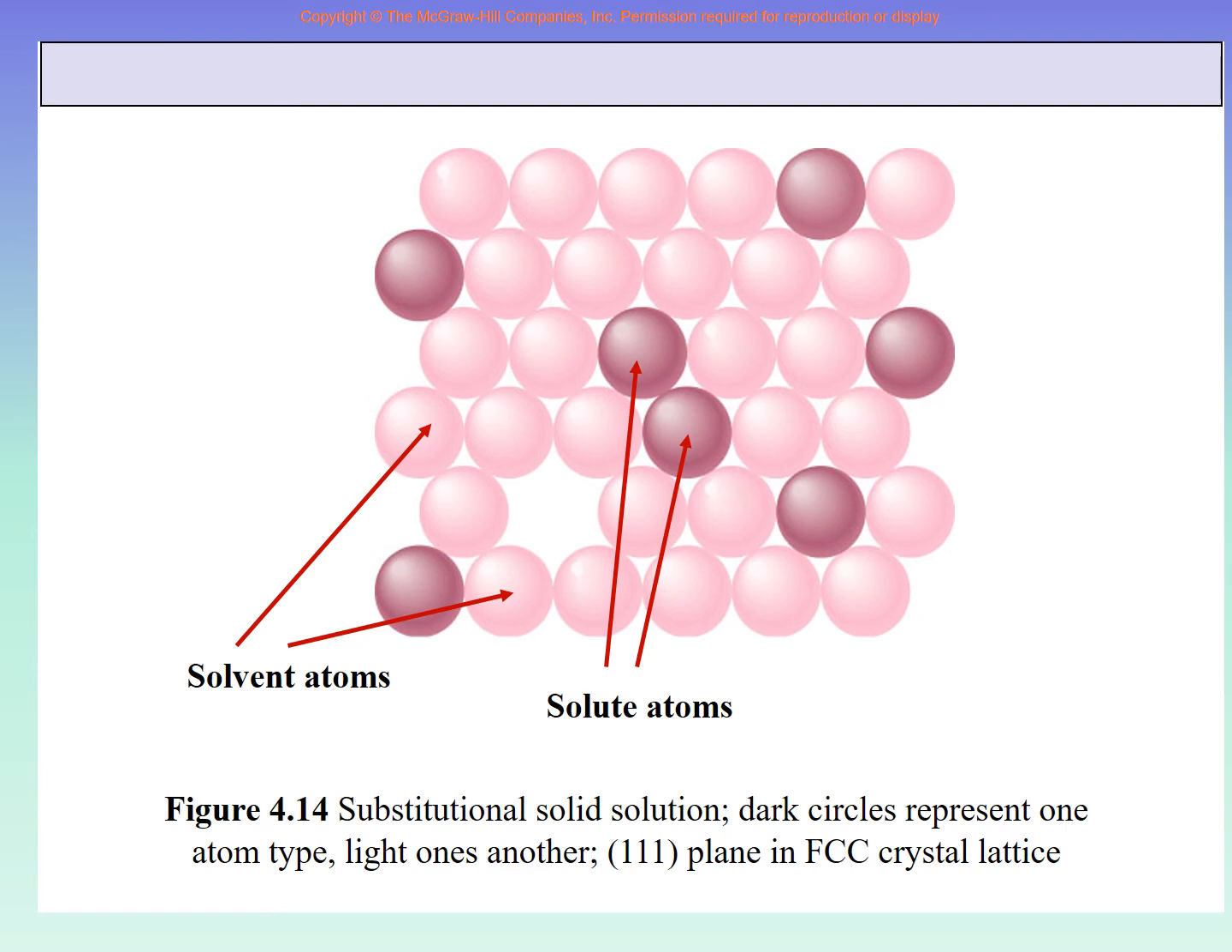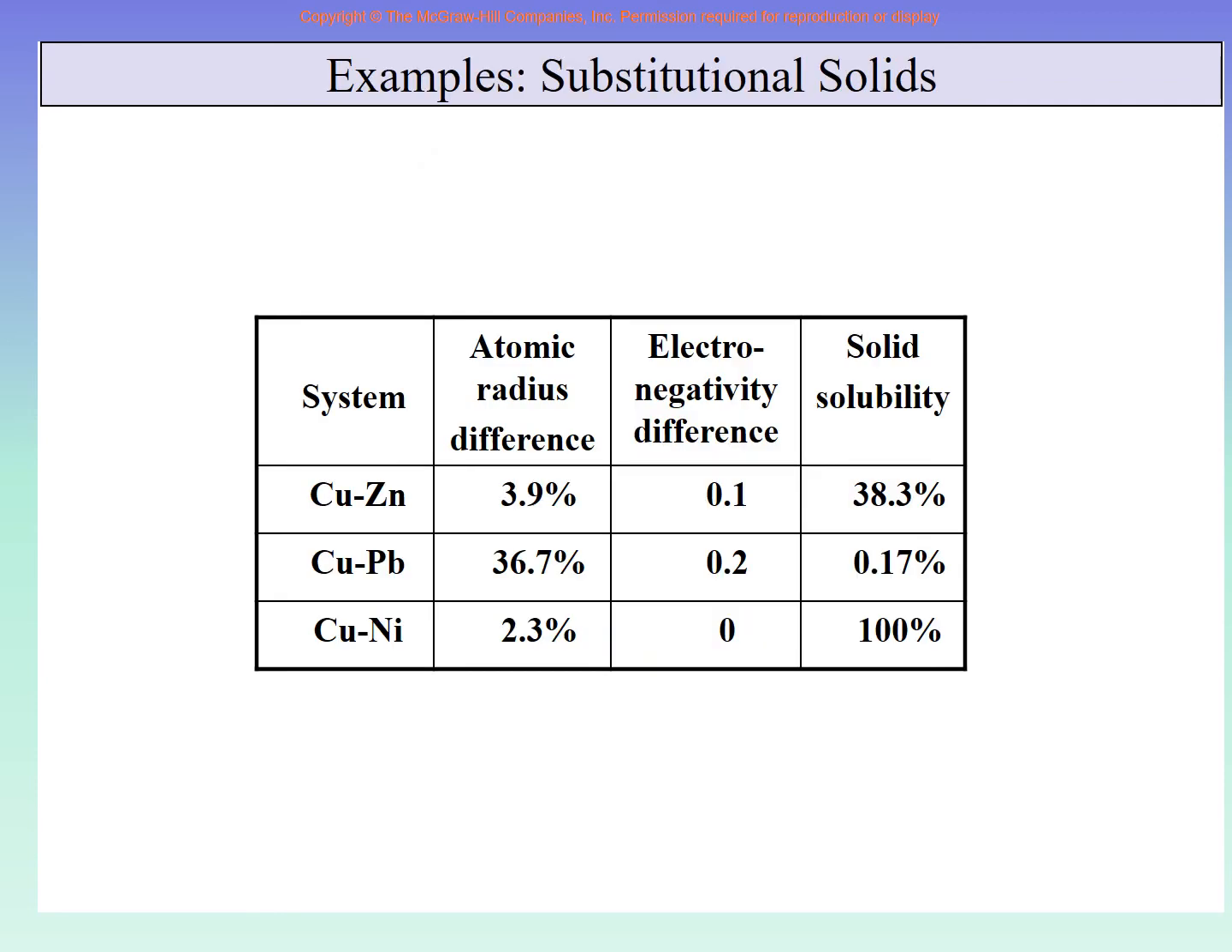The same rules are there, that the diameters of the solute and solvent atoms are almost equal to each other, and by some force, because they move and have kinetic energy, one of the dark solute atoms comes in and pushes out the light atom. So it is substituted. This is a schematic diagram for a substitutional solid solution. Here are some examples of substitutional solid solutions. Copper zinc, copper lead, copper nickel are substitutional type.